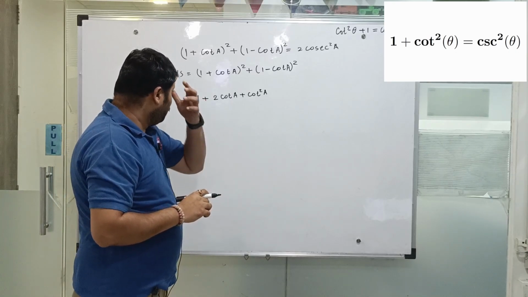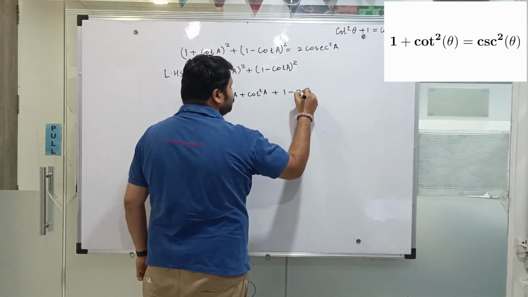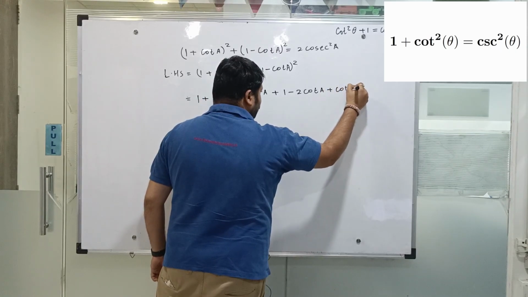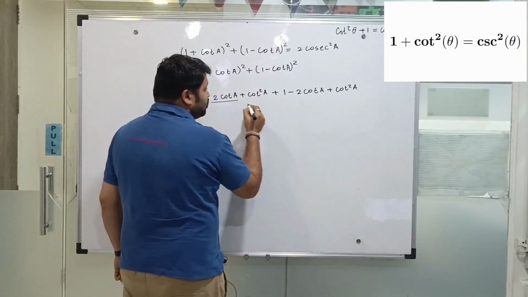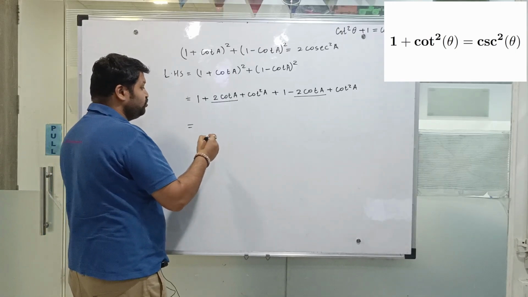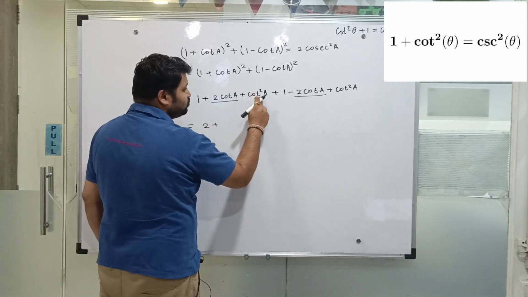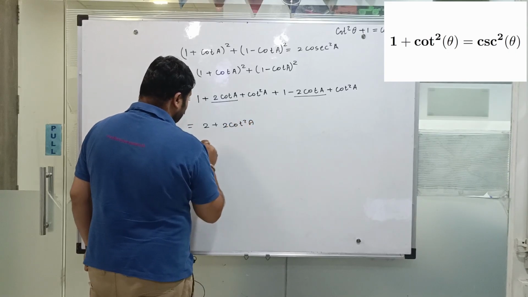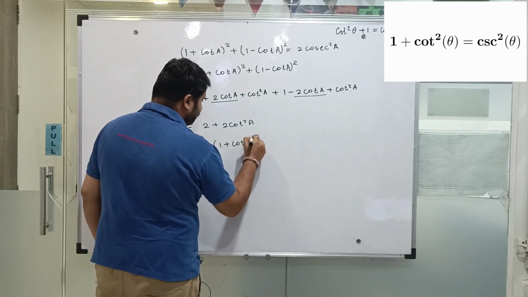and we can go ahead with expanding the second part as plus 1 minus 2 cot A plus cot square A. Now in this particular expansion, 2 cot A and 2 cot A are having minus signs, so we can cancel them out and we are left with 1 plus 1, so it would be 2, plus cot square A plus cot square A, so it would be 2 cot square A. This would give me 2 as common, and I'll have 1 plus cot square A.